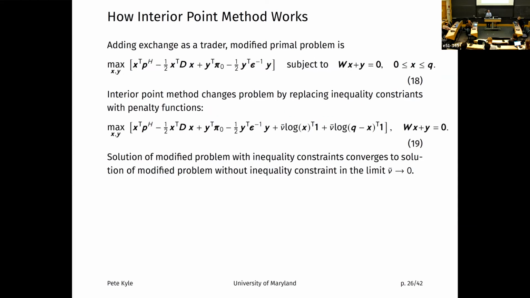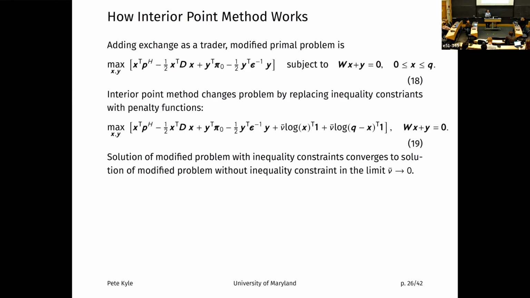So the way the interior point methods work is that you take the inequality constraints and you put a log function on them. I use the log function as a penalty function. So it's no longer a strict constraint, but it's kind of a penalty function.